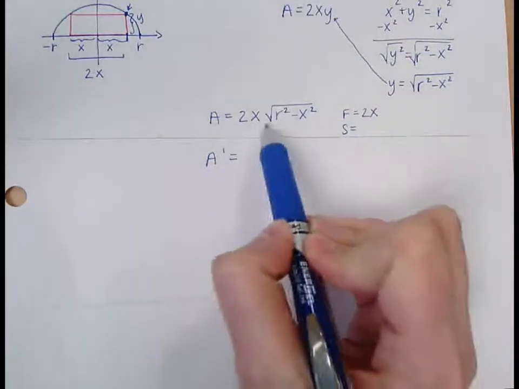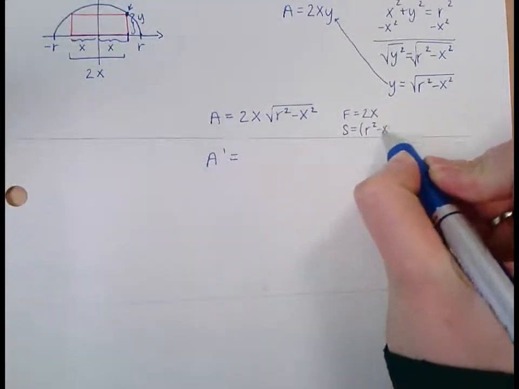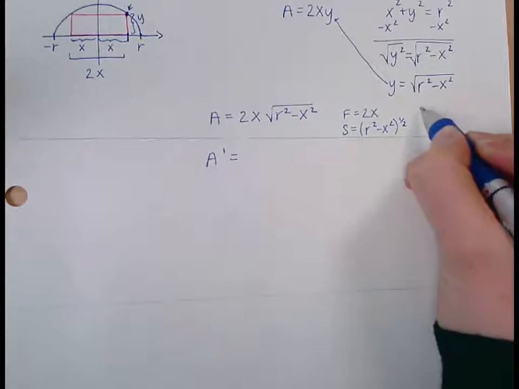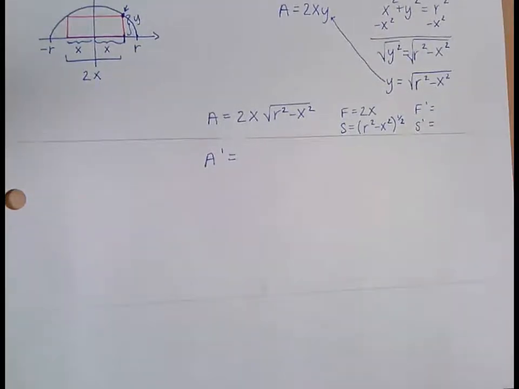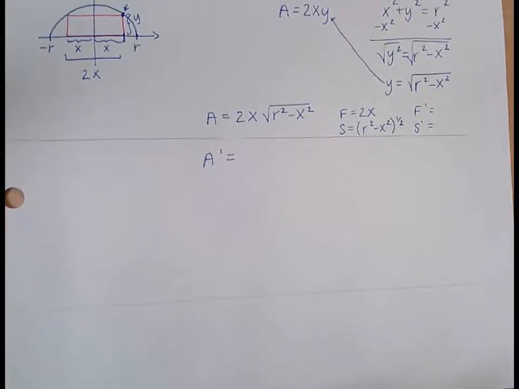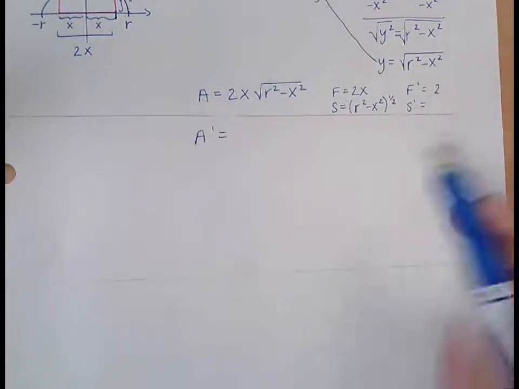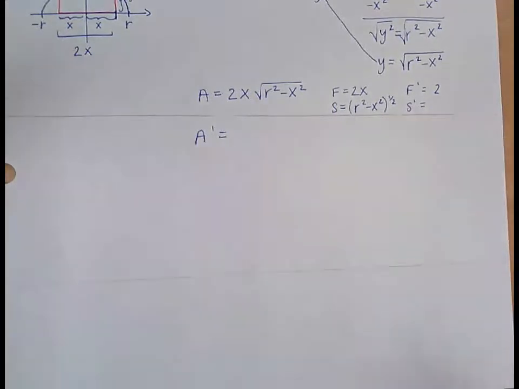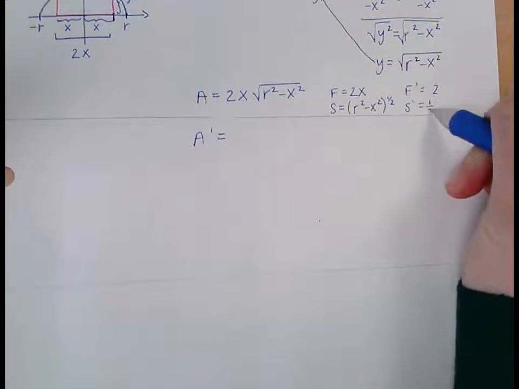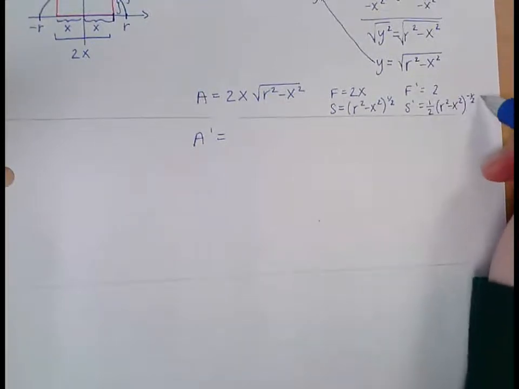Okay, so I'm going to let 2x be the first, and then I'm going to write the square root as the quantity r squared minus x squared to the 1/2. No, because you're taking the derivative with respect to x. So then derivative of 2x is 2. What do I need to take the derivative here? Chain rule. So I have 1/2 times the quantity r squared minus x squared to the negative 1/2 times.